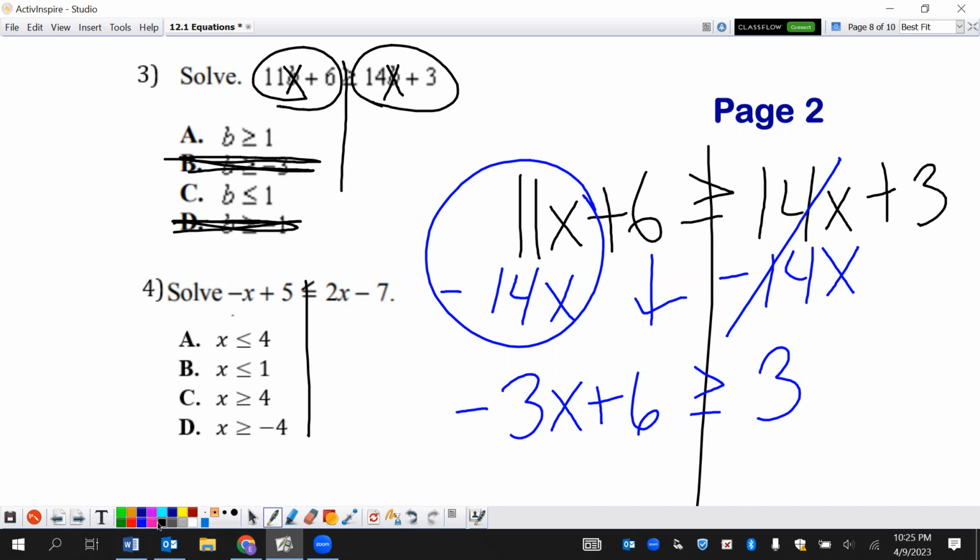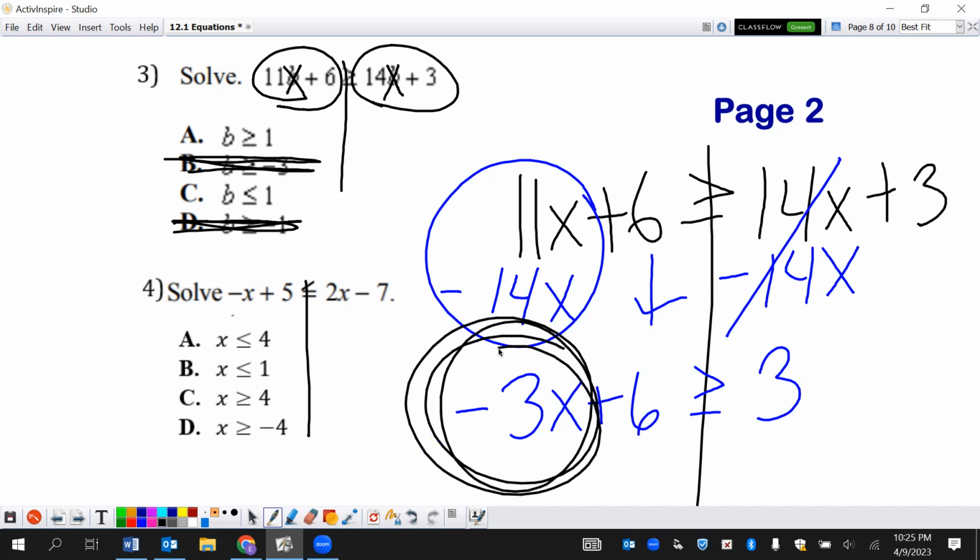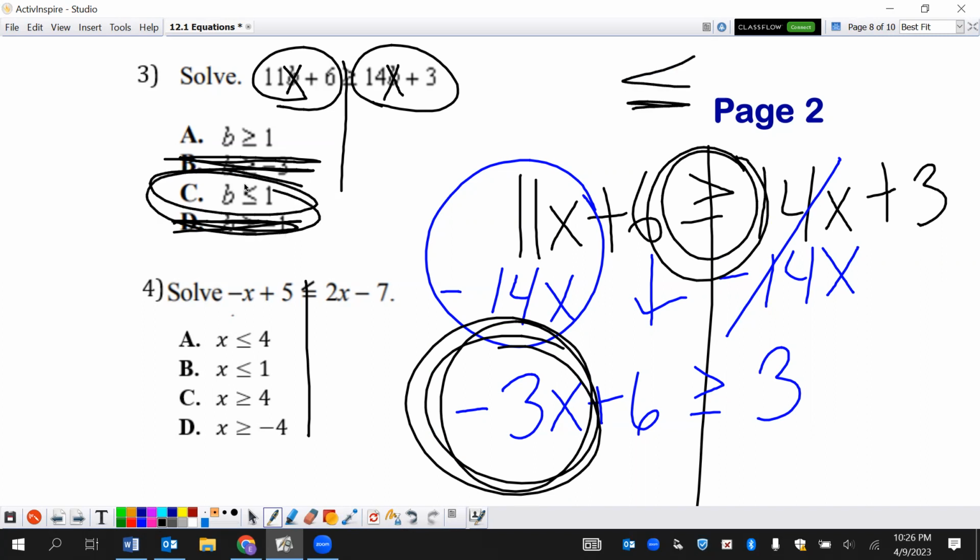I only wanted to move the x's to one side so that I could see if the number with the x is negative. That means at the end of the problem, I need to divide by a negative, and so that makes the symbol flip. Because it's negative 3, the greater than symbol is going to flip and become less than. And so my answer choice should be C.